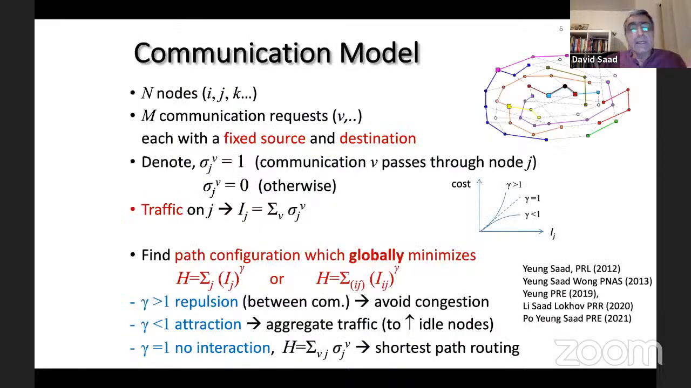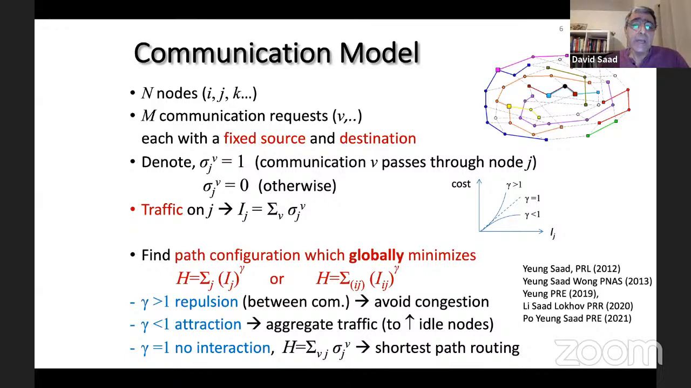So I'll briefly introduce the communication model. We have a graph comprising n nodes, which we will denote with Roman letters. And then we have m communication requests. One has to go from one source to a fixed destination, and we have m of those. We can denote sigma nu j equals 1 if communication nu passes through node j, and 0 otherwise. We can do exactly the same thing on edges, but in this particular case, I chose nodes.